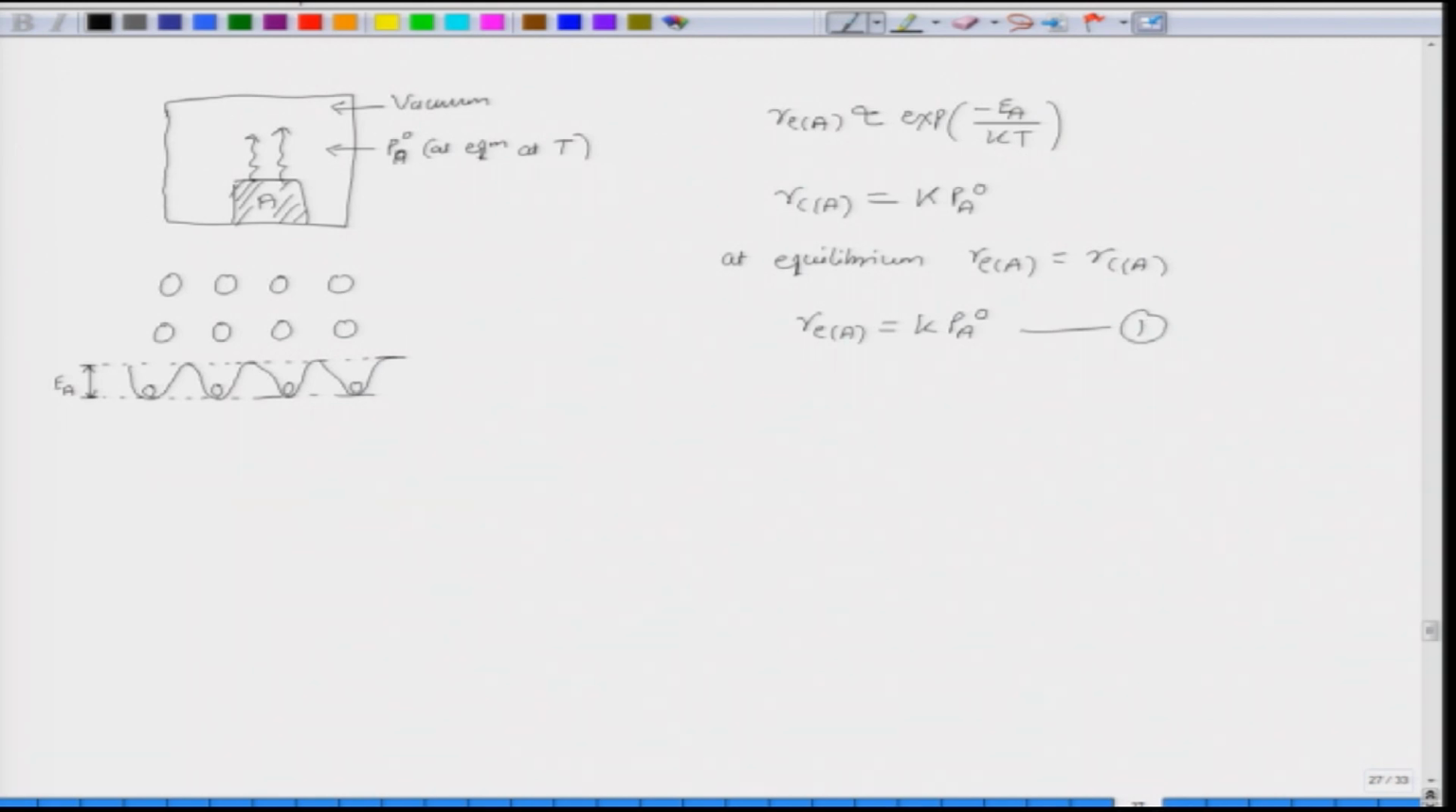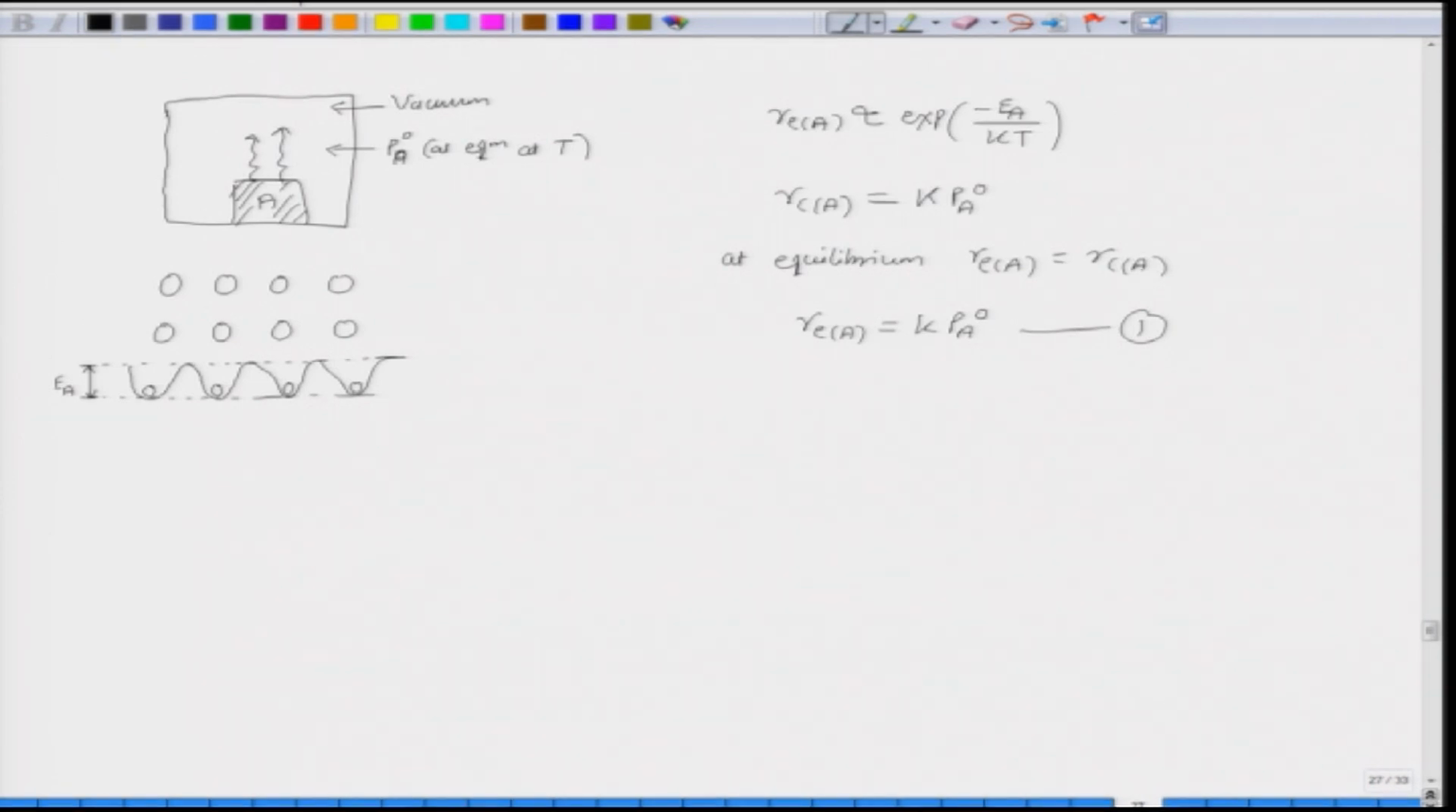Now, suppose instead of pure A, we initially had a solution of A and another component B, then what difference will it make? We know when A is inside a solution instead of pure A, we need to consider the equilibrium partial vapor pressure, right, and obviously the vapor pressure Pa exerted by element A when it is inside the solution will be less than Pa 0, right. So now how will the rate of condensation and rate of evaporation change?